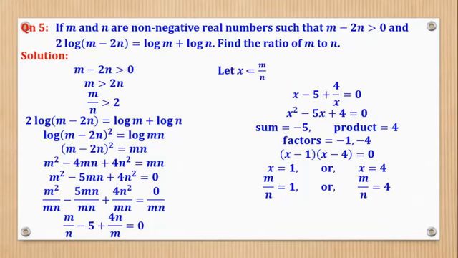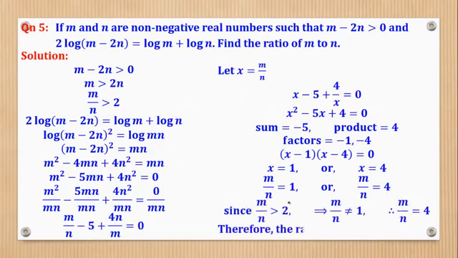So meaning when I replace, remember x was m over n, so it means that m over n is 1 for x equal to 1, and also m over n is 4 for x equal to 4. But you remember we are given that here, do you see this? That m over n must be greater than 2, yet here I have one which is smaller than 2. That means this is disqualified and I'll only take this. Therefore, the ratio is 4 to 1. And that's what they wanted.